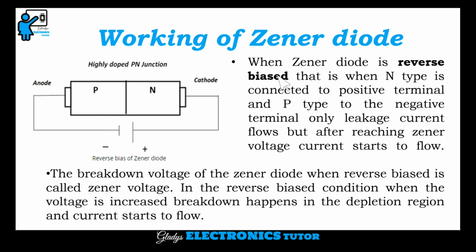During the reverse bias condition, that is when Zener diode is reverse biased, that is when N-type is connected to the positive terminal and P-type to the negative terminal, only leakage current flows, but after reaching Zener voltage, current starts to flow. The breakdown voltage of the Zener diode when reverse biased is called Zener voltage. In the reverse bias condition, when the voltage is increased, breakdown happens in the depletion region and current starts to flow.